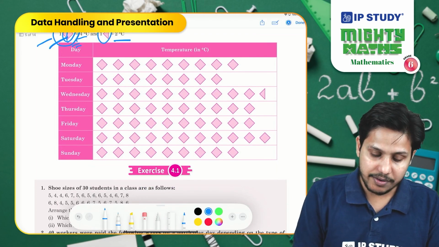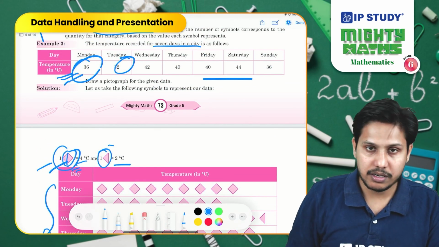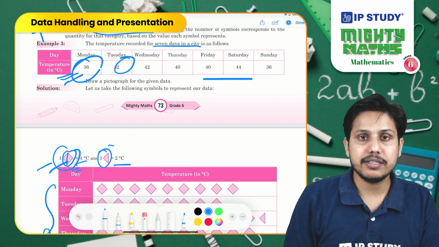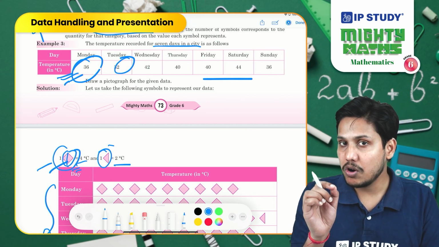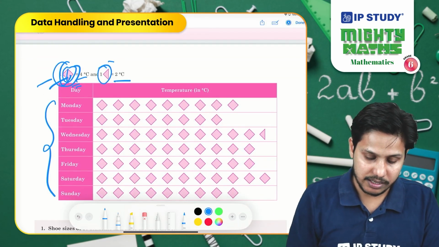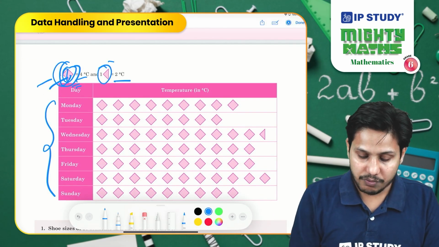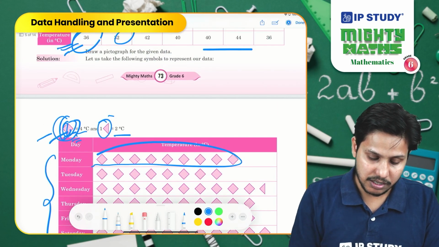Now here we have some data that we have made depending upon the data that was given to us. So 36 degrees Celsius on Monday means we have to draw 9 full symbols, we can say quadrilateral, parallelogram, or kite, that you can see here. So we have represented it using 9 symbols like this.